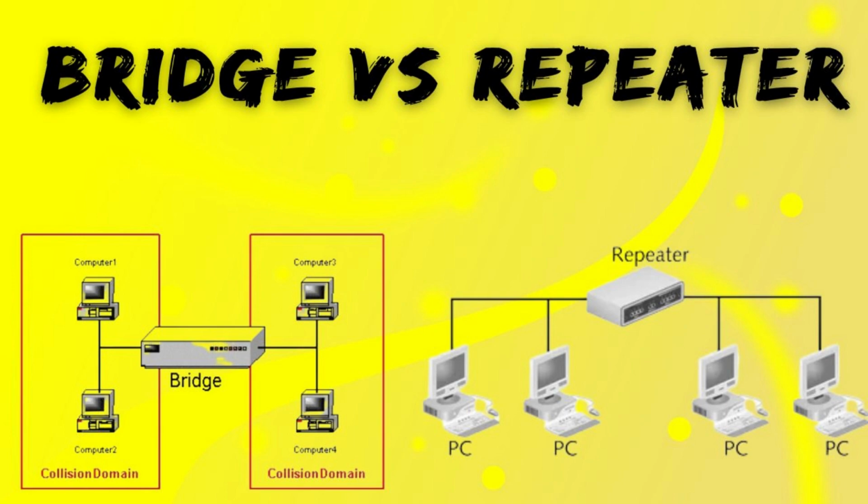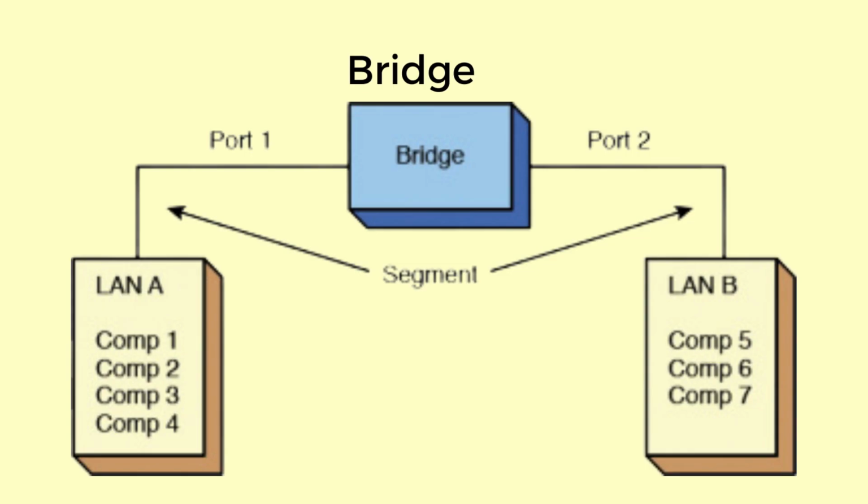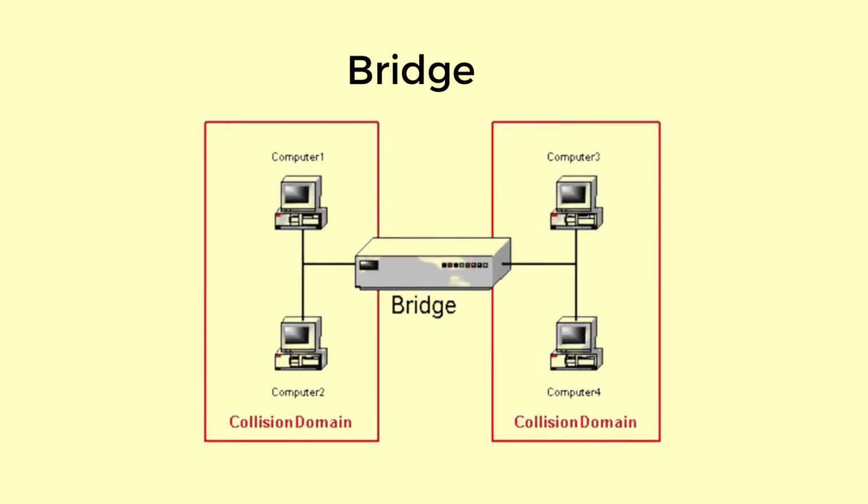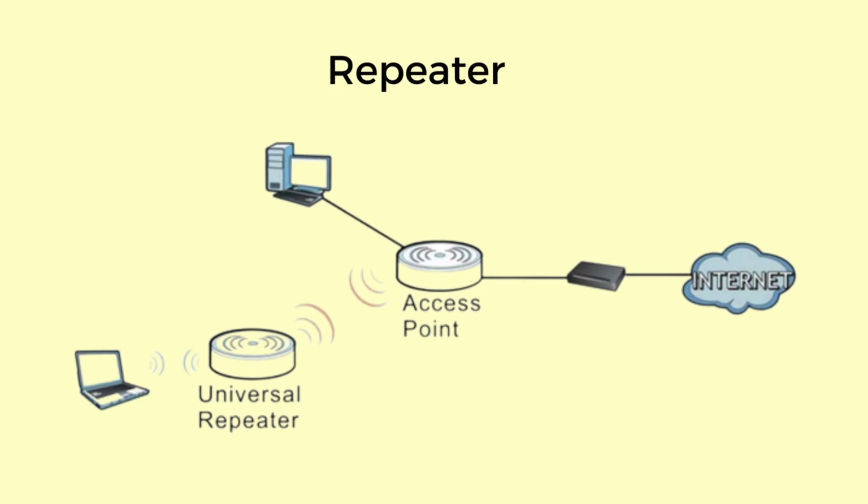In this video, I will tell you guys about the difference between bridge versus repeater. Bridge connects to network in a well-organized manner, while repeater expands the limit of the signals in the network. Bridges are relatively expensive and used to extend a LAN. Repeater is also used to extend a LAN, but is comparably more economical than the bridge.